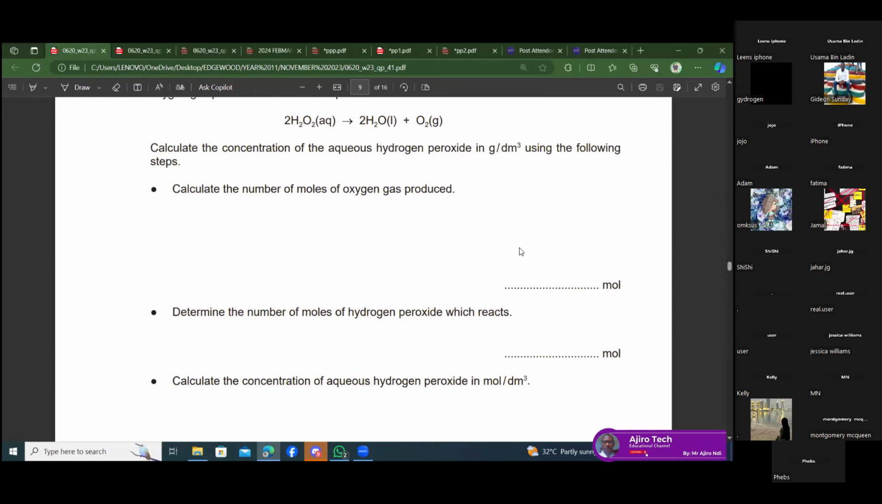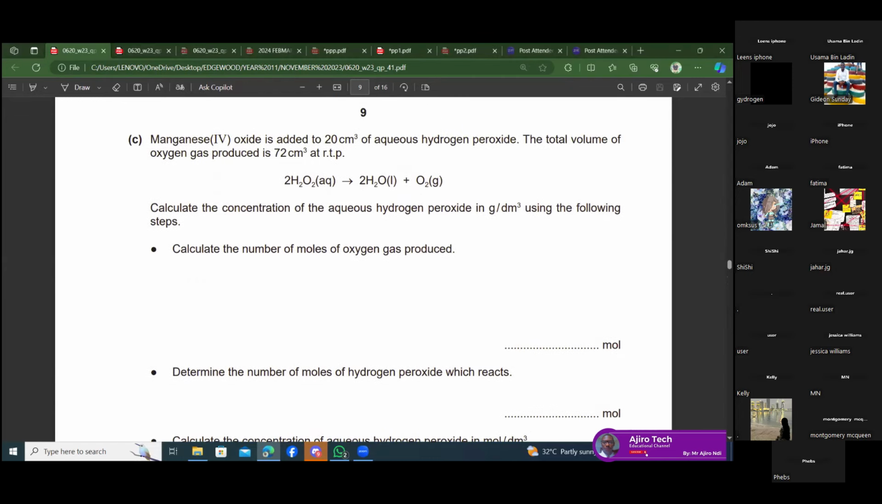When I'm done with this, that'll be the end of today's class. I think I've done enough. So let me solve stoichiometry for the person that asked on stoichiometry.